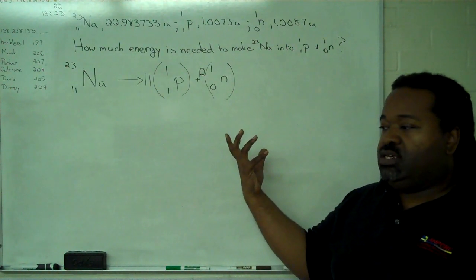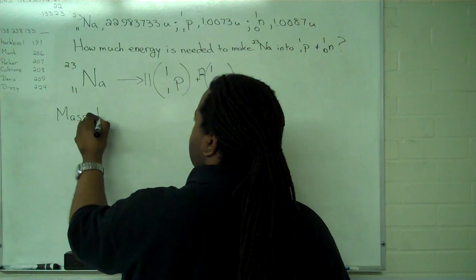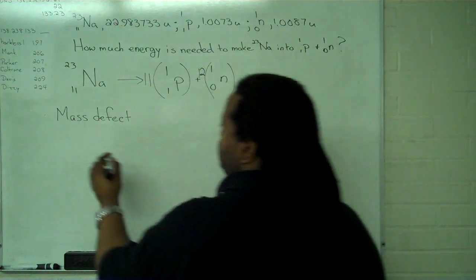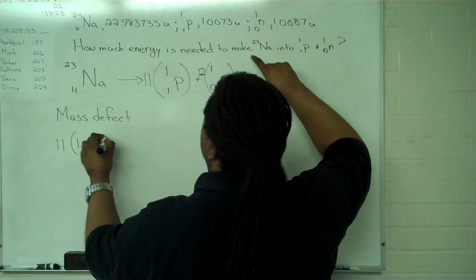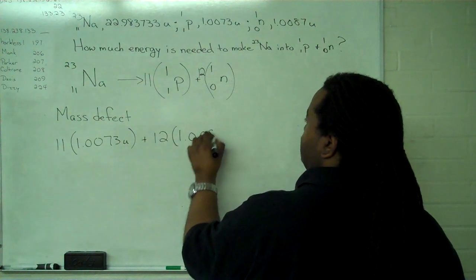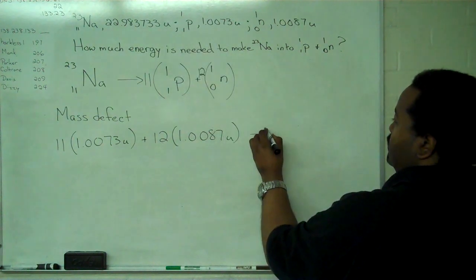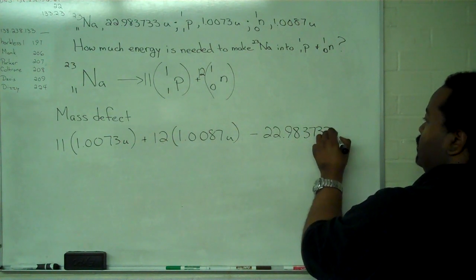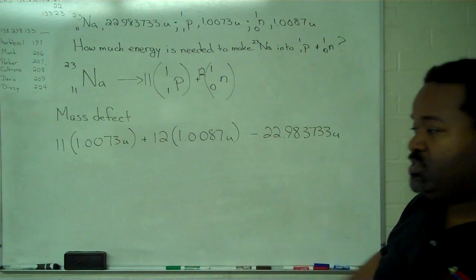So once we have that, we can determine the mass defect, and the mass defect is just the change in mass going from products to reactants. So we need the mass of products. We're going to do 11 times the mass of the proton and 12 times the mass of the neutron. And then we have to subtract off the mass of our sodium-23. So our mass of products minus mass of reactants will give us the total change in mass in our reaction.